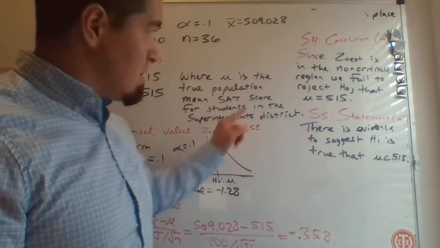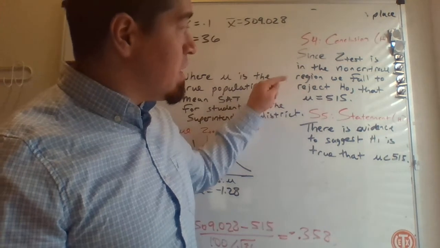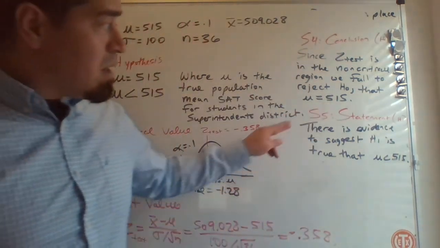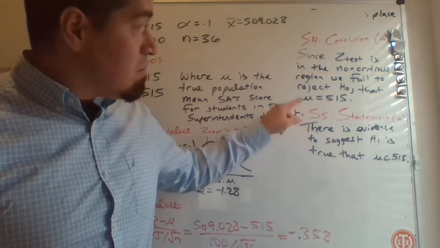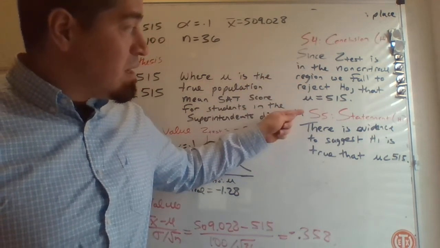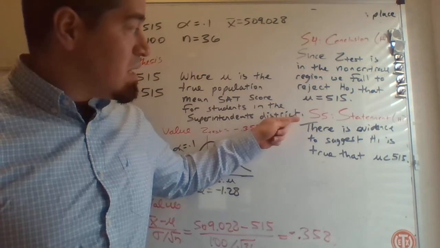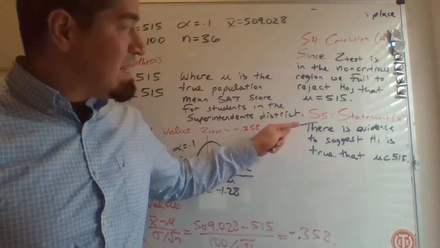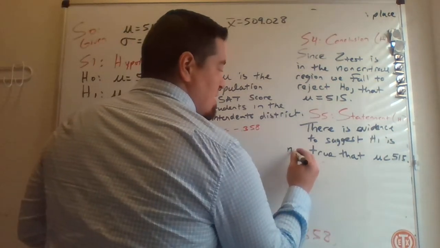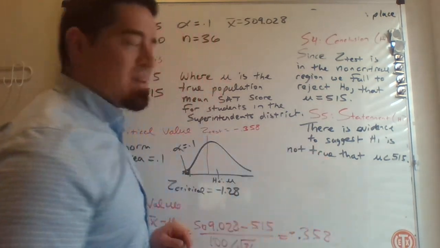In this case, it was a non-critical region, so we failed to reject H0, that the mean was 515. From there, after we made our statement about the null, that we failed to reject it, there is evidence to suggest that H1 is not true, actually. Not true. Yeah, okay, so some of y'all were waiting for that, right?